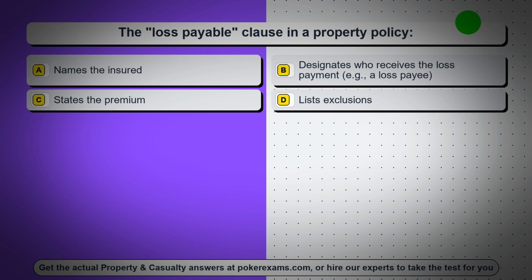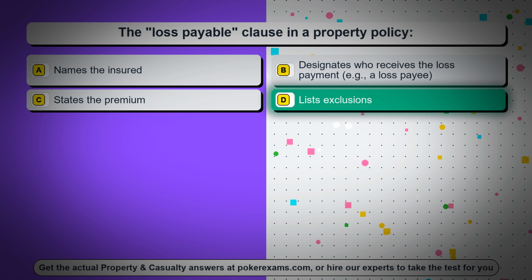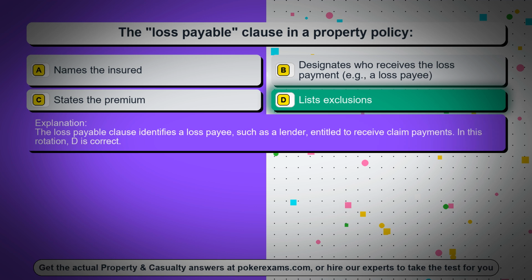Question 47. The loss payable clause in a property policy. Option A, names the insured. Option B, designates who receives the loss payment, example, a loss payee. Option C, states the premium. Option D, lists exclusions. The correct answer is option D, lists exclusions. The loss payable clause identifies a loss payee, such as a lender, entitled to receive claim payments. In this rotation, D is correct.